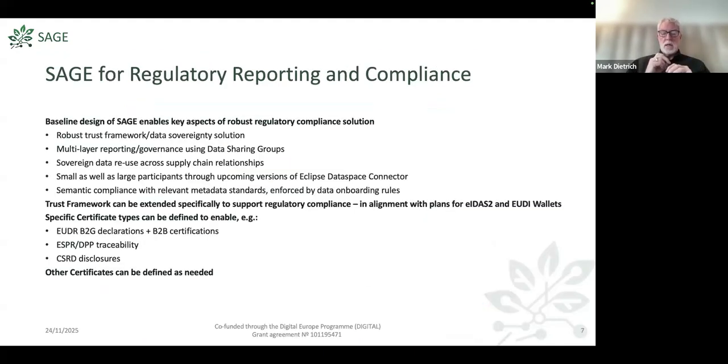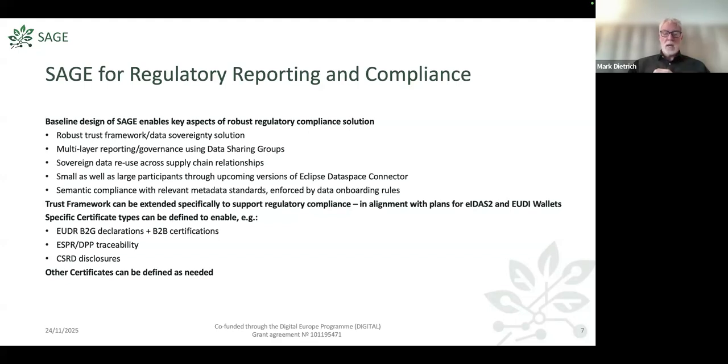Another thing that Sage is intended to do is to support regulatory reporting and compliance. So there's a baseline design in Sage that enables key parts of a robust regulatory compliance solution. I won't go through the details here. I will share the slides and you can read them yourselves. This is based on a trust framework that can be extended specifically to support regulatory compliance.